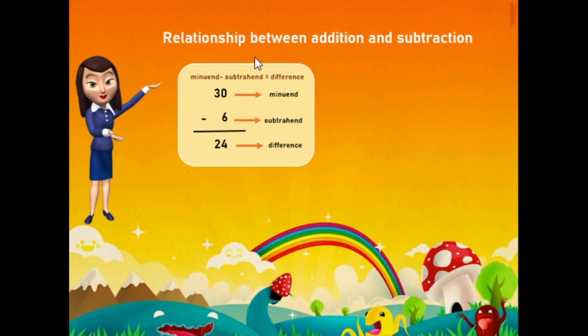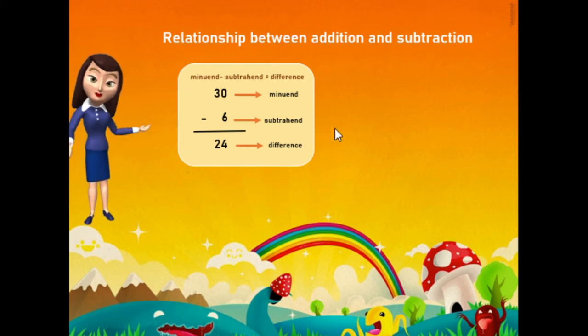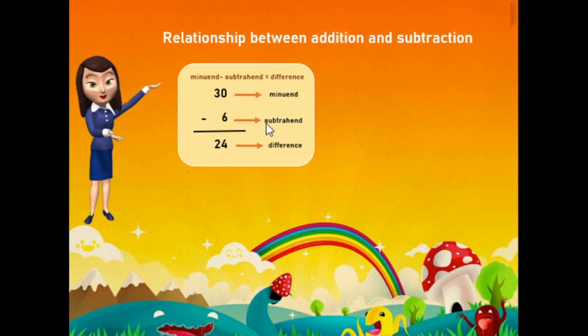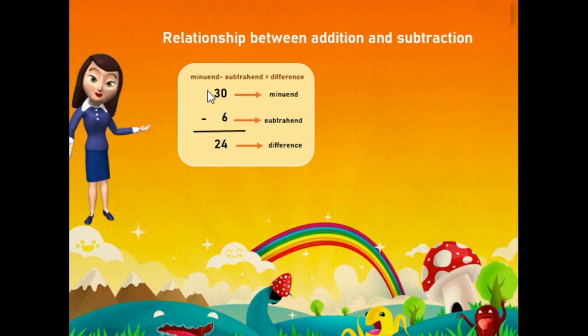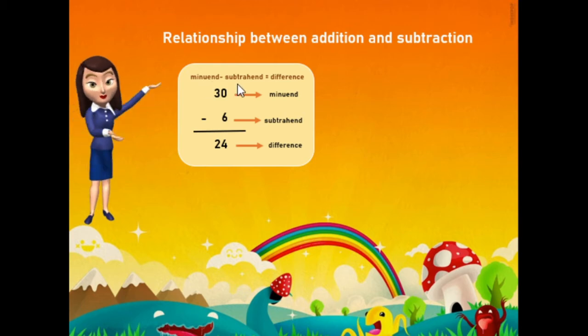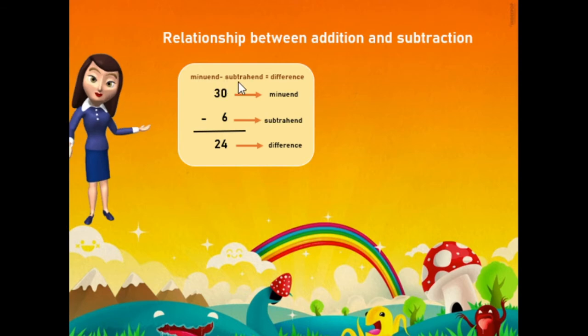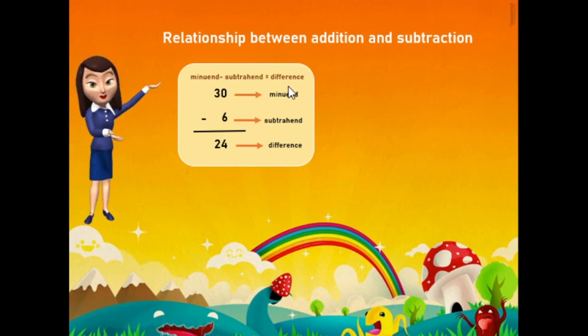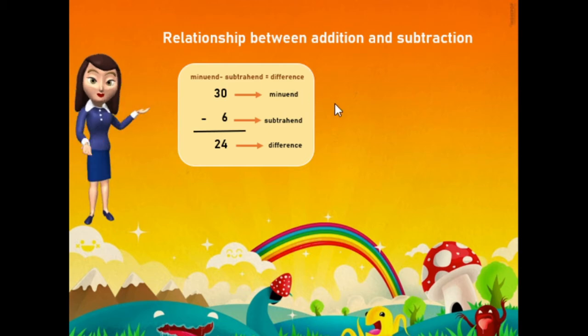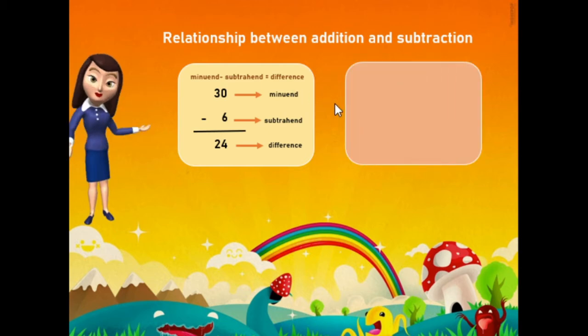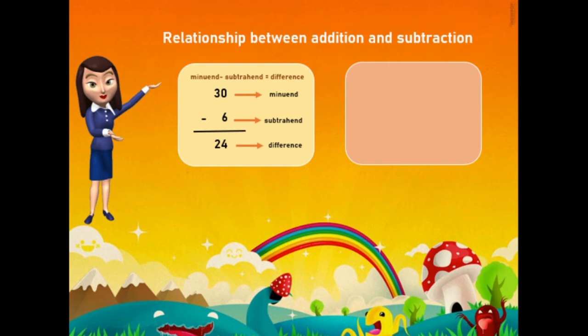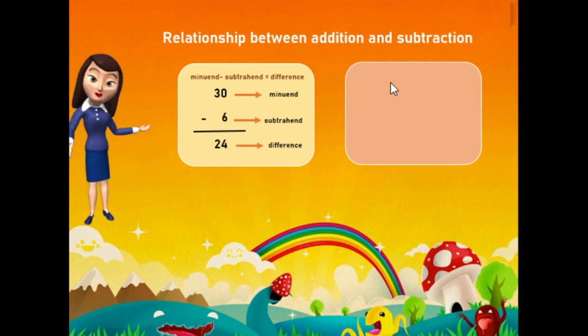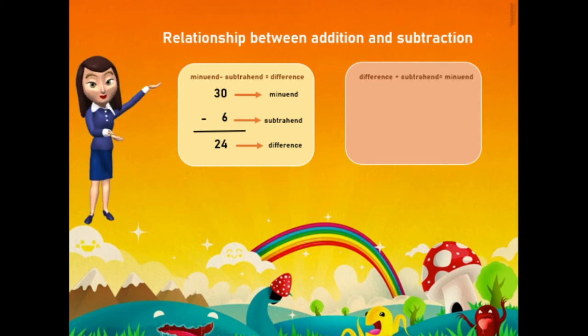Take a very close look at this figure, alright? 30 is our minuend, 6 is our subtrahend, 24 is the difference. Minuend minus subtrahend equals difference. That is the first figure. The second figure will show that indeed addition and subtraction have a relationship that is made possible with this equation.